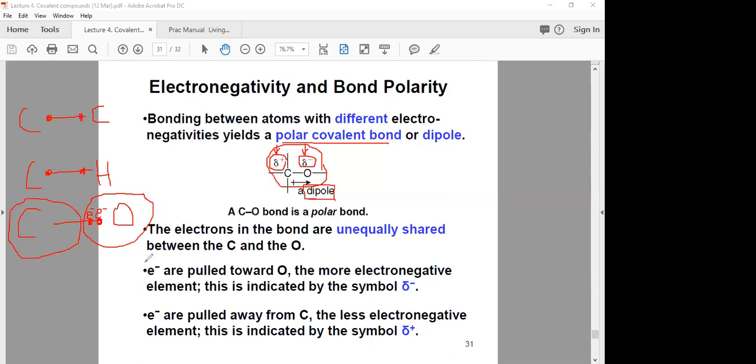All right, let's just recap again. Electrons are pulled towards the oxygen in this example. Oxygen is the more electronegative element. That is, it has the higher electronegativity value, and this is indicated by the symbol delta negative. Electrons are pulled away from the carbon, and remember, carbon doesn't actually lose its electron. Electrons are pulled away from the carbon, which is the less electronegative element, with a value of only 2.5, and this is indicated by the symbol delta positive.